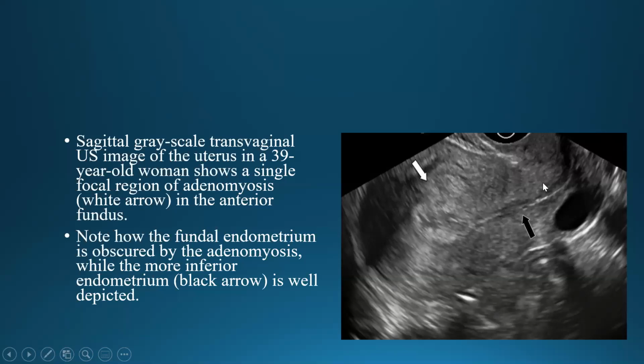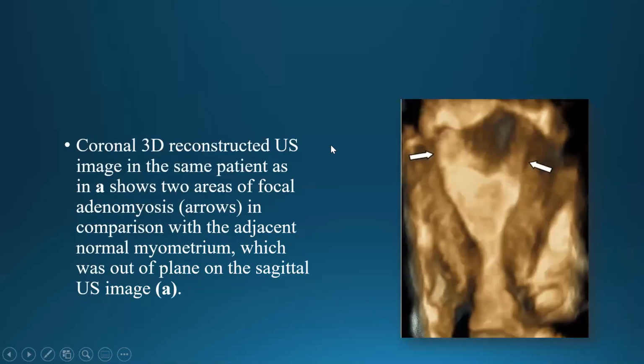This is the black arrow where there is a clear endometrium, until this point, where it was obscured by this lesion. This is an adenomyotic uterus. This is the picture when we do a coronal 3D reconstructed image in the same patient.